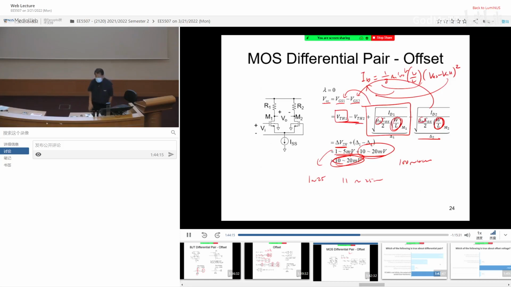So one thing to note is that for offset voltage, MOSFET is usually worse. A MOSFET differential pair is always worse. So if you want a smaller offset op-amp, you should look for those that are BJT. Okay?